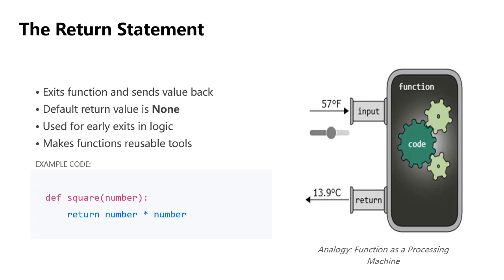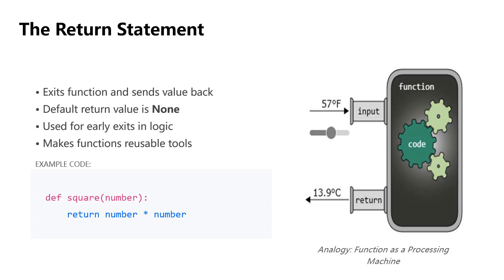Let's look at how we get results back out. This is where the return statement becomes essential in our toolkit. The return keyword serves two main purposes. It immediately exits the function and sends a value back to the caller. Keep in mind that if a function finishes without a return statement, Python automatically returns a special value called None.